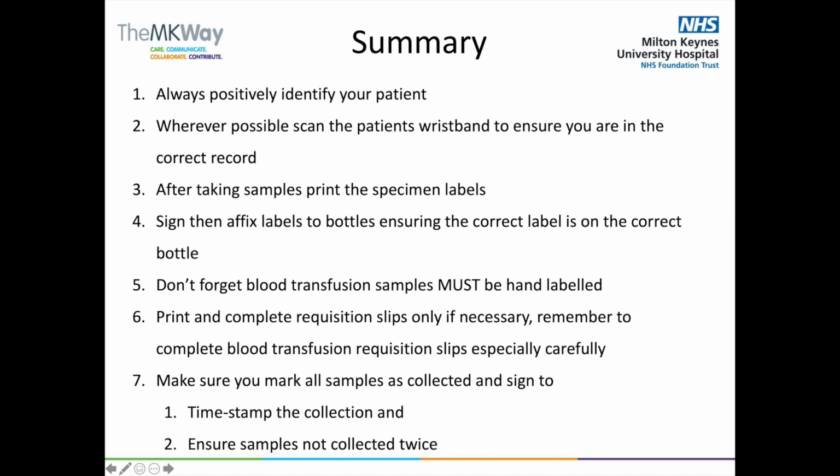In summary, always positively identify your patient when taking samples. Wherever possible, scan the patient's wristband to ensure that you're in the correct record and have the correct patient. After taking samples, print relevant sample labels. Stick labels onto the bottles, taking care that you get the correct label on the correct bottle. Don't forget, blood transfusion samples must be hand labelled.